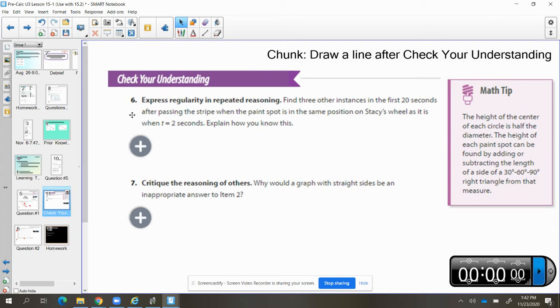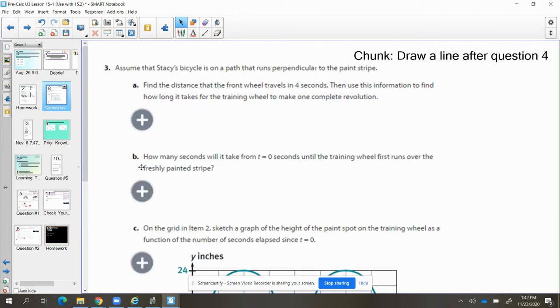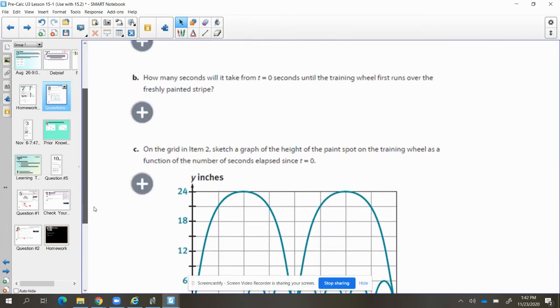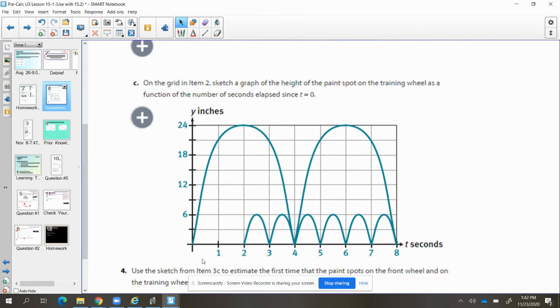Because the reason that we need to talk about this paint splatter idea and these tire wheels rotating is the idea that this is a periodic function. We have this graph that if Stacy keeps riding her bike beyond 8 seconds, we're going to see that continual pattern with the big wheel versus the training wheels, and that the pattern just keeps continuing.